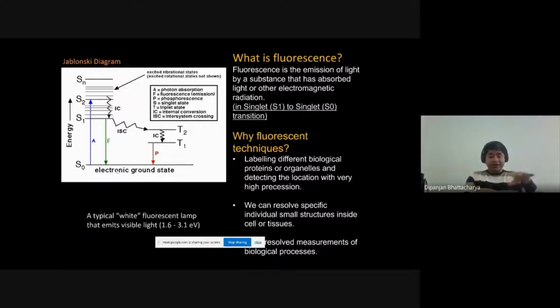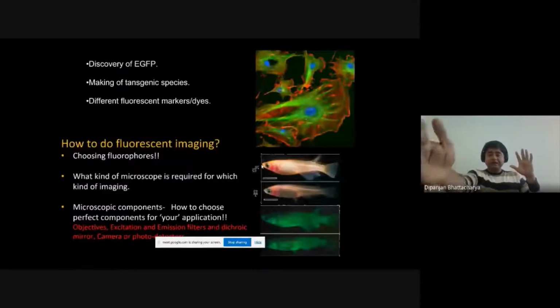So as I told you, it is labeling different biological proteins and organelles, and it can detect the location in a very precise way. You can resolve specific individual structures within cells or within tissue, and you can go for biological processes. And in fluorescence, one can go for fluorophores, quantum dots, or expression of GFP, which also got a Nobel Prize a few years back. One major reason is you can not only have genetically tagged cells or tissues, you can also go for animals. You can have fluorescent fish or mice and like that. So you can take the animal and image it with very high precision.